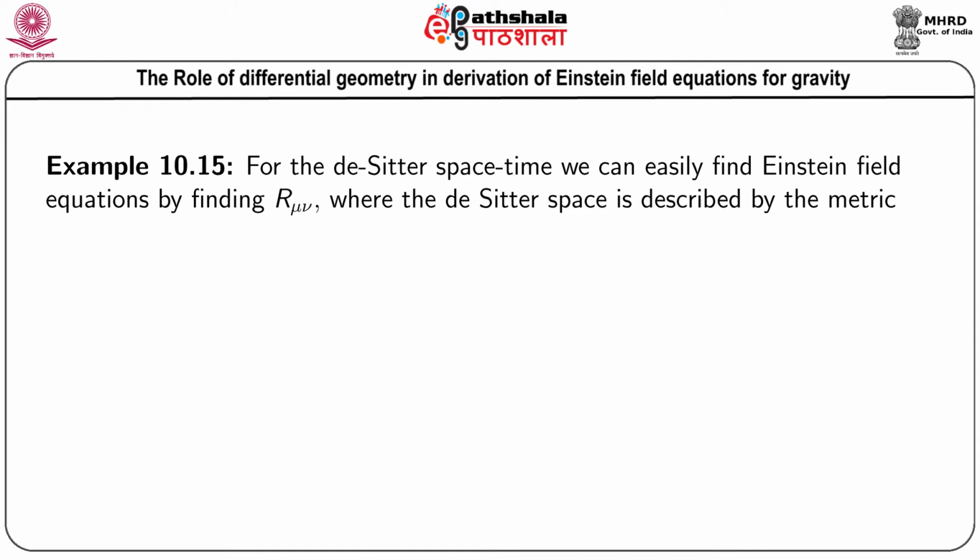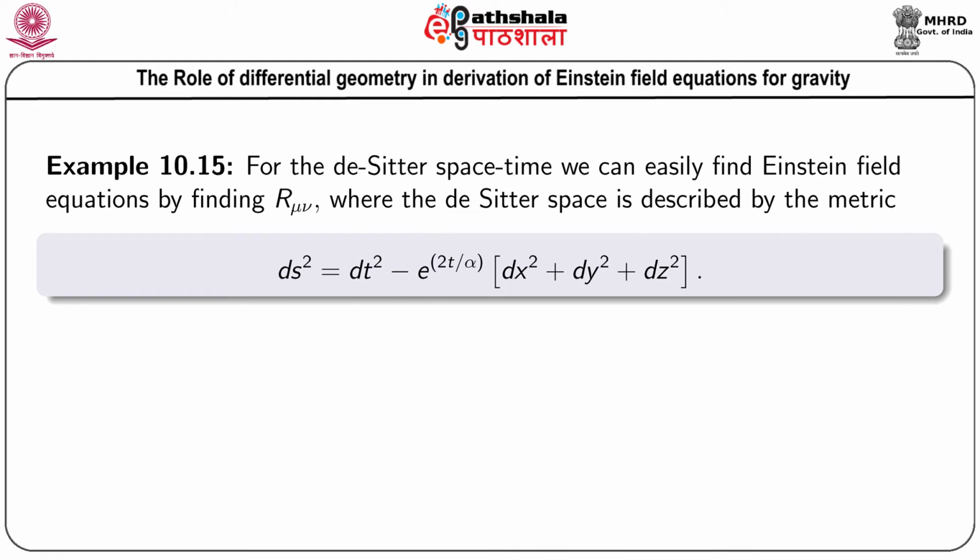Now, let us consider an example. For the de Sitter space time, we can easily find these Einstein field equations by finding the R_μν, where the de Sitter space is described by the metric ds² = dt² − e^(2t/α)(dx² + dy² + dz²).